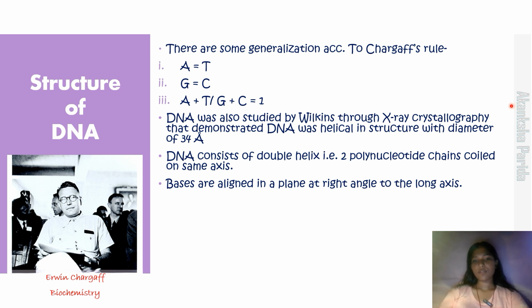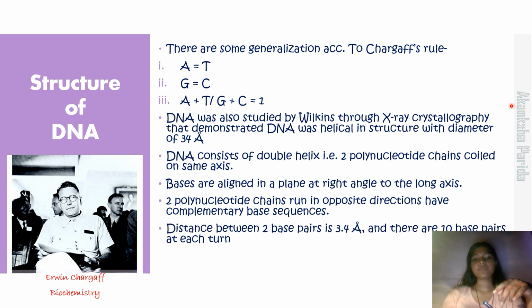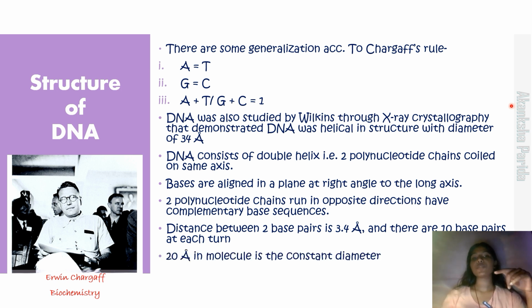DNA consists of a double helix, two polynucleotide chains coiled on the same axis. Bases are aligned in a plane that is at right angles to the axis. The two polynucleotide chains run in opposite directions and have complementary base sequences. The distance between two base pairs is 3.4 angstrom and there are 10 base pairs at each turn, and 20 angstrom is the constant diameter of the molecule.